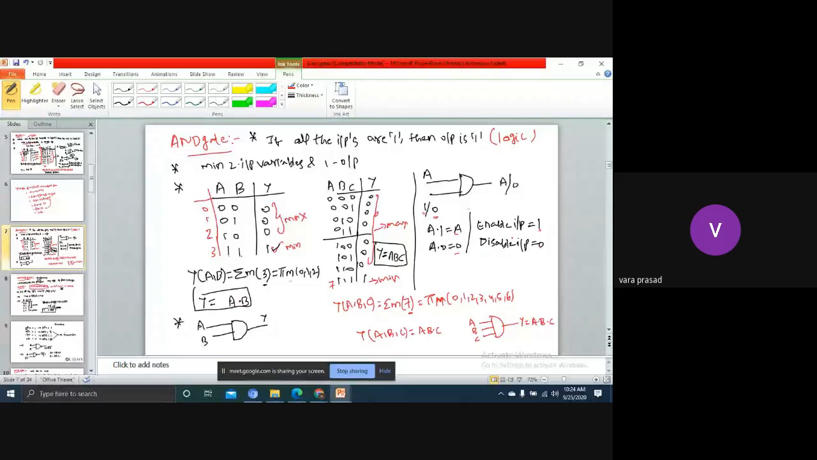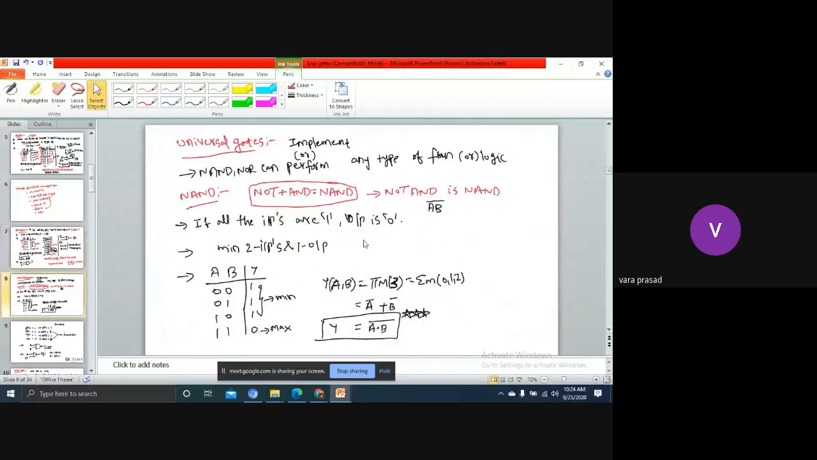Next, universal gates. Okay. See here, why is it called a universal gate? I already said. NAND and NOR can perform or implement any type of function or logic. That's why it is called a universal gate.